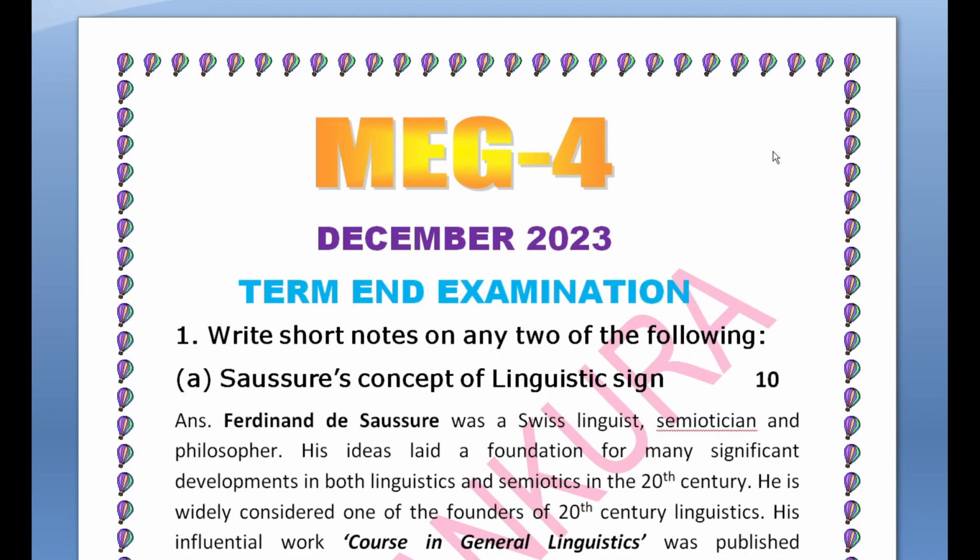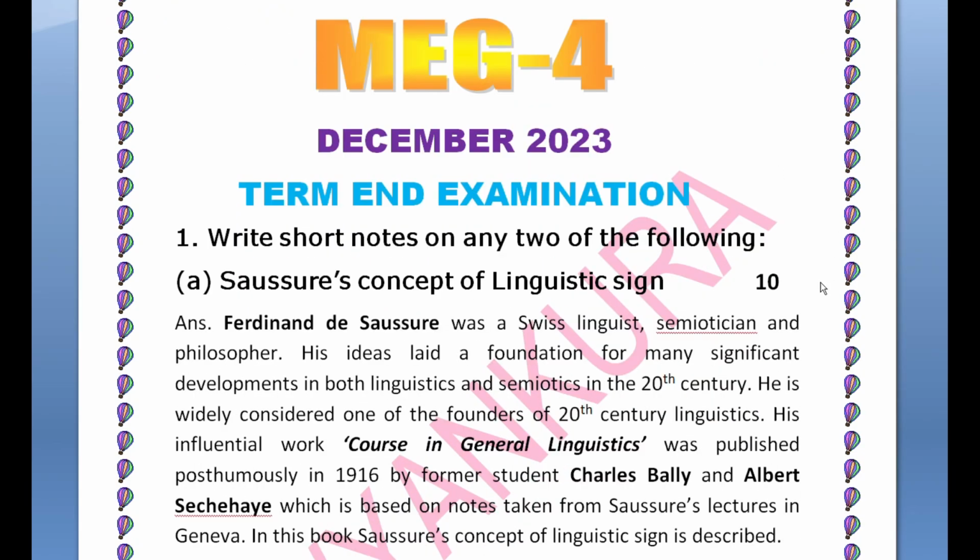Marks 10. Answer. Ferdinand de Saussure was a Swiss linguist, semiotician, and philosopher. His ideas laid a foundation for many significant developments in both linguistics and semiotics in the 20th century. He is widely considered one of the founders of 20th century linguistics.